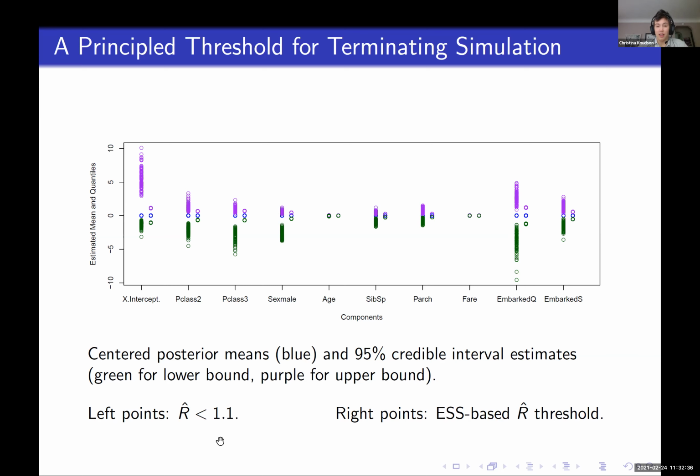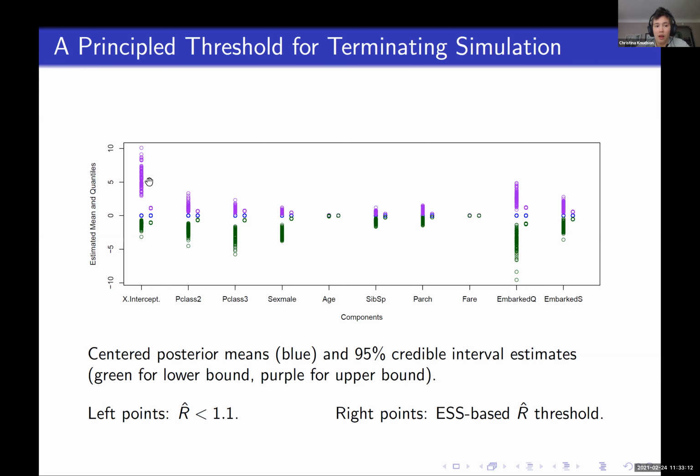This is not ideal. If one of you runs a model with one set of random numbers and another one of you runs a model with a different set of random numbers, you would like to get similar coefficient estimates, right? So running this according to R hat less than 1.1 is probably not the best thing you can do. Instead, running it according to R hat less than this effective sample size based threshold is going to give you much more stable coefficient estimates.